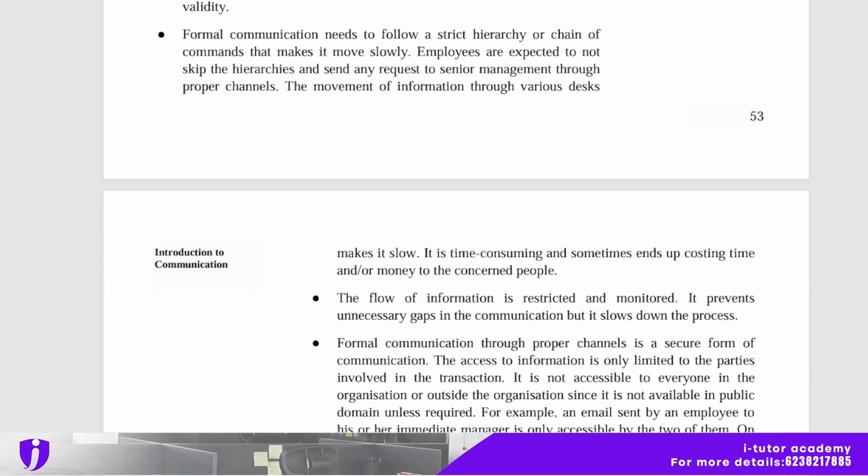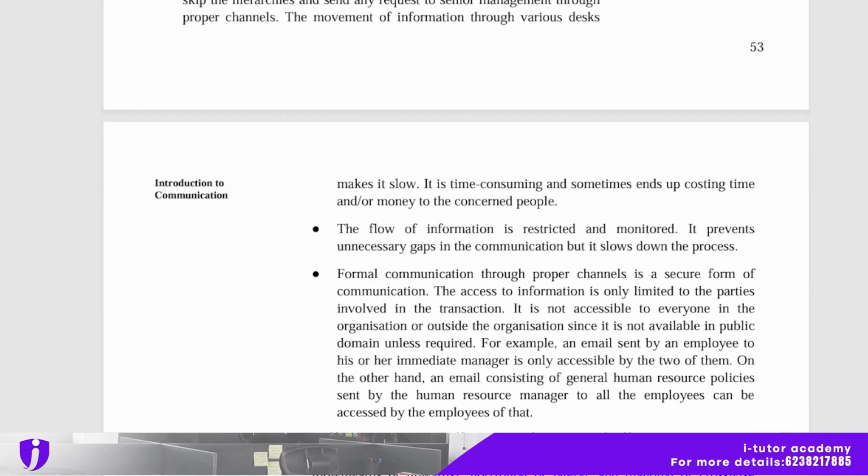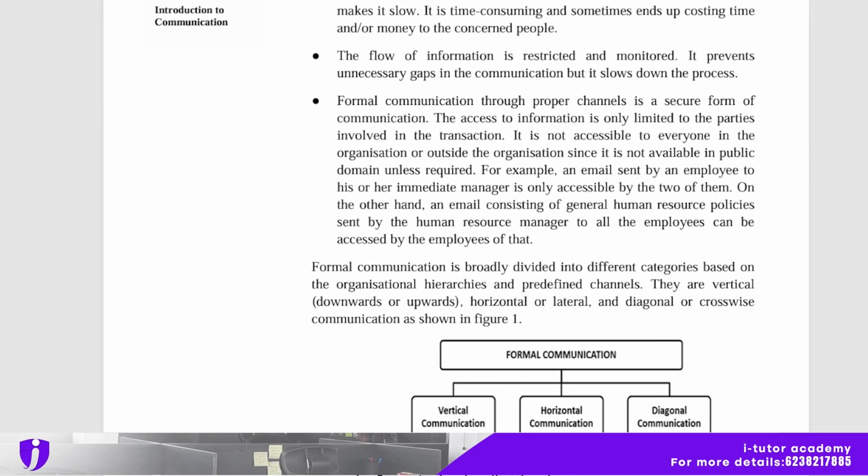Formal communication needs to follow a strict hierarchy or chain of command that makes it move slowly. Employees are not expected to skip the hierarchies and must send any request to senior management through the proper channel. The movement of information through various desks makes it slow. It is time consuming and sometimes ends up costing time and or money to the concerned people. The flow of information is restricted and monitored. It prevents unnecessary gaps in the communication, but it slows down the process.